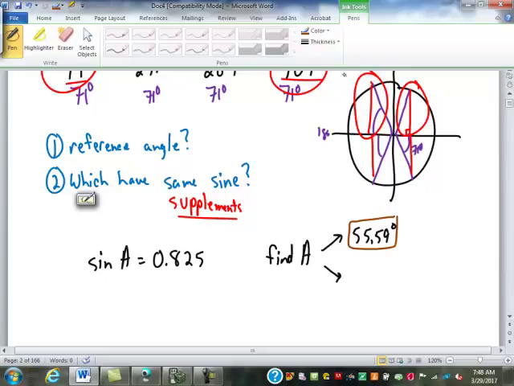That obtuse angle is 180 minus 55.59, which is going to be 124.41 degrees.